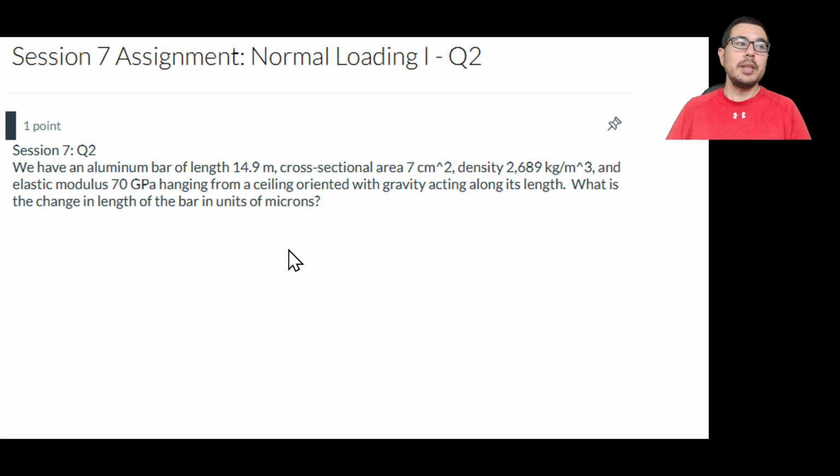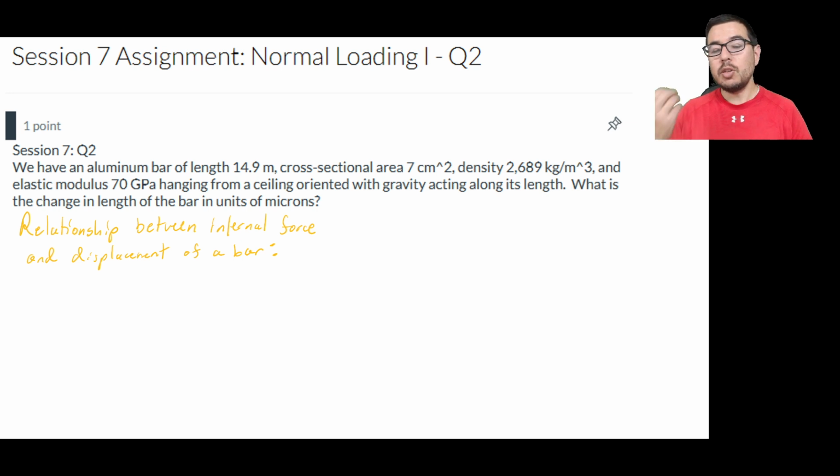This problem is a classic one where we have a bar hanging under the influence of gravity, and we're trying to figure out what the displacement or deformation of this bar might be. And we're going to use this newly found relationship between an internal force and this displacement, which is given by delta is equal to the integral of P over EA with respect to x.